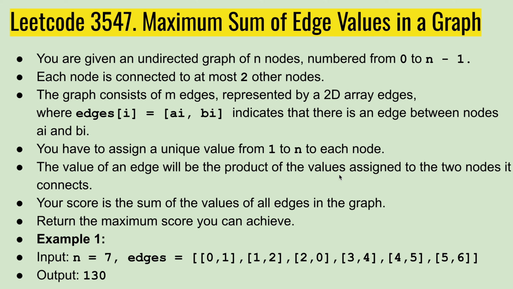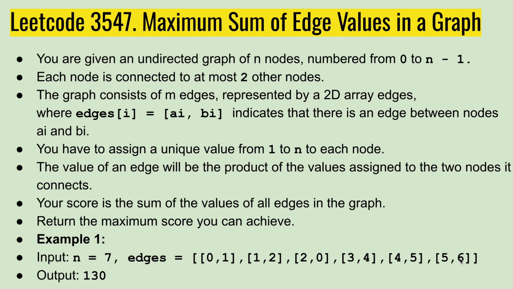So what are we given? We are given a graph with, let's suppose, 7 nodes in this example. And there are several edges given, right? Meaning 0-1, 1-2, 2-0, 3-4, 4-5 and 5-6. So these are the edges that connect the nodes, right? 7 nodes, so the nodes are from 0 to n minus 1, meaning 0, 1, 2, 3, 4, 5 till 6, right? So each node can be assigned a value from 1 to 7.